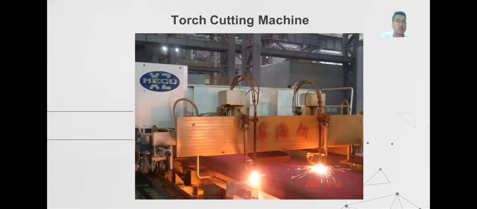And then this is the torch cutting machine. The function is to cut the solidified strand into pieces for further processing.